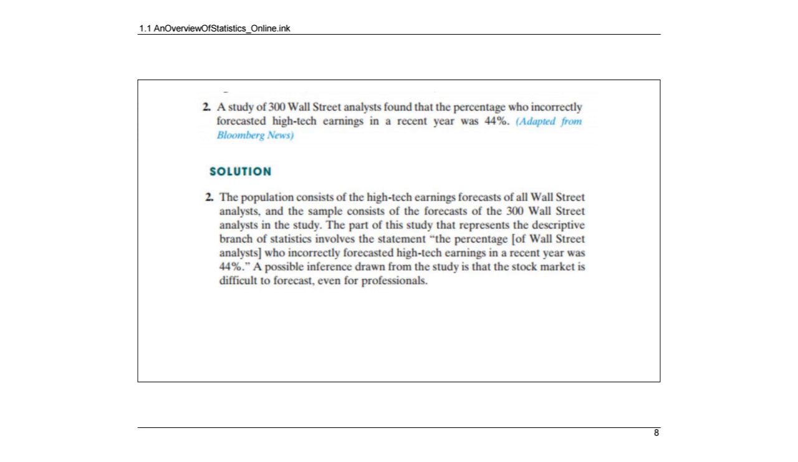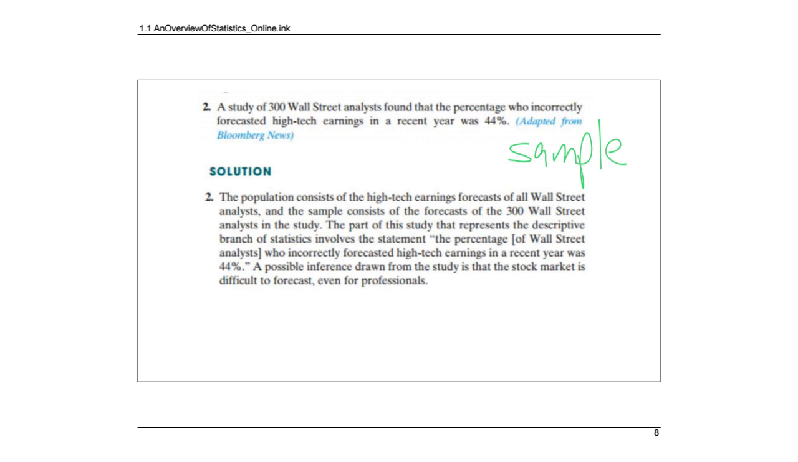Okay, the second one is a study of 300 Wall Street analysts. Okay, so there's a lot more Wall Street analysts than that. So we know this is a sample. It found that the percentage who incorrectly forecasted high-tech earnings in a recent year was 44%. Ouch. So there's tons of forecasters, Wall Street analysts, and that would be our population if we could talk to all of them. The sample is just the 300 that we did talk to.